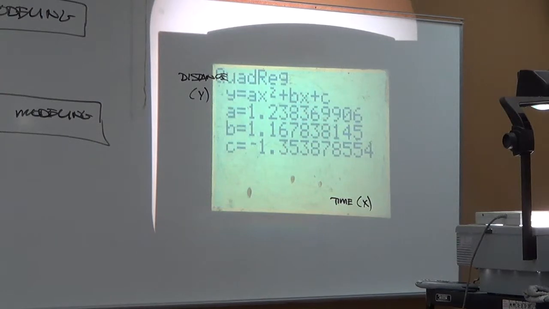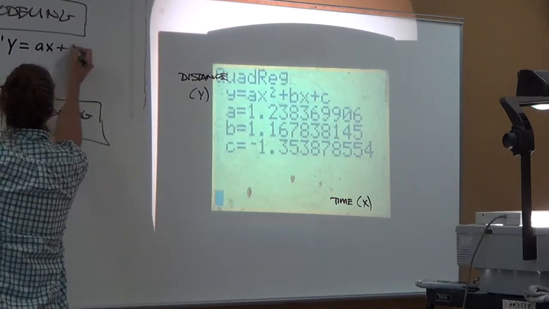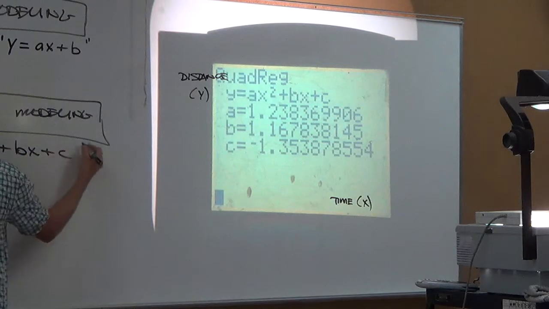Now a linear model, as we saw before, looks like y equals ax plus b, where a is the slope and b is the y-intercept. A quadratic model now adds a third term. They don't all have to, but in general there's going to be three terms because you have a squared x term, a linear x term, and also a constant term. Quadratic models look like this: y equals ax squared plus bx plus c.